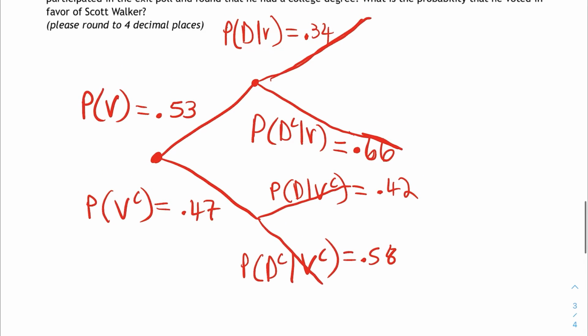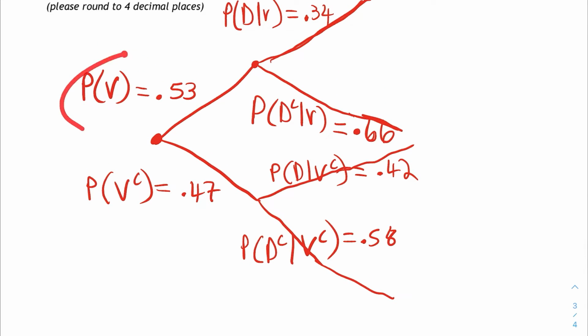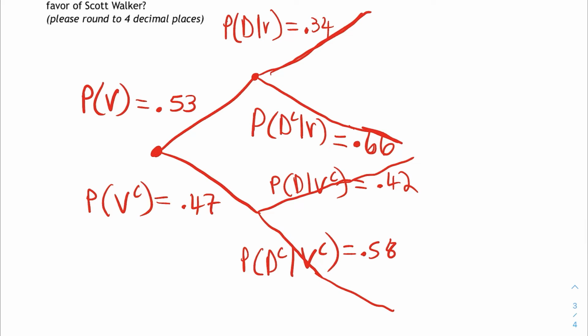All right, now the last column in this table would be reserved for the joint probabilities. And the joint probabilities are just the product of the marginal probability and the conditional probability. So for instance, if I wanted the joint probability of somebody that voted for Scott Walker and had a college degree, I would just multiply these two, 0.53 and 0.34, because that's what that's equal to.